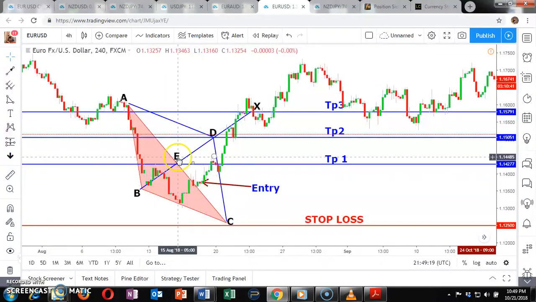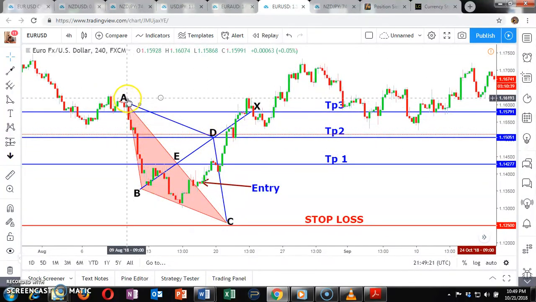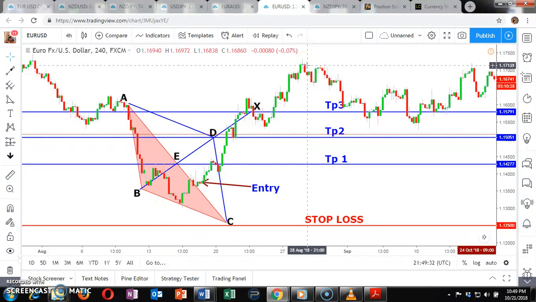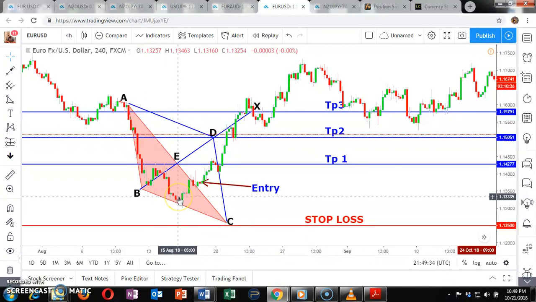Now, from our last course, you would remember that we had this sharp impulse, the retracement, and another drop that was lower than the initial drop. Now the market rose up to this point. So I want to teach you how best to enter this trade.